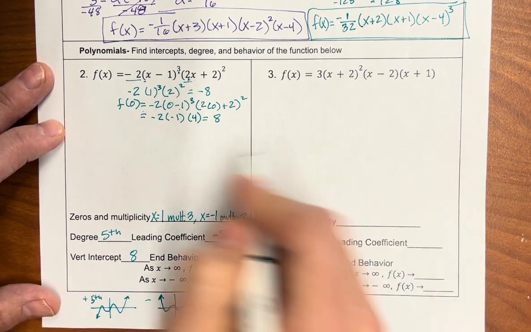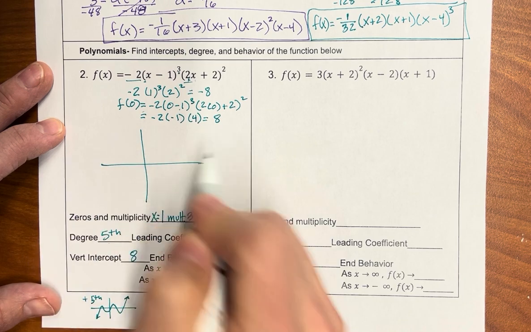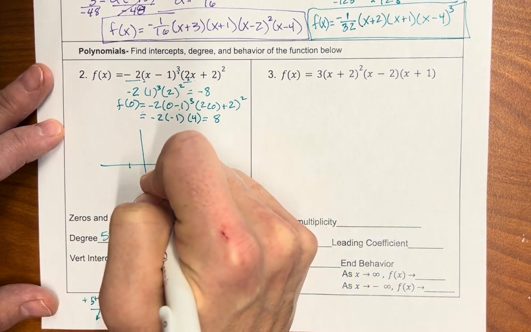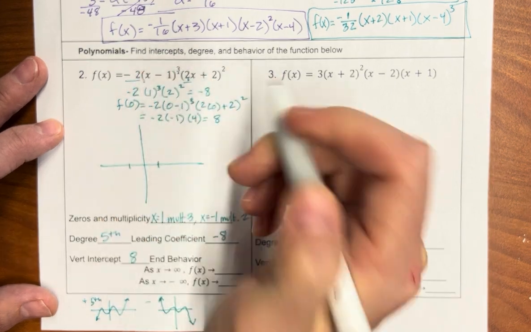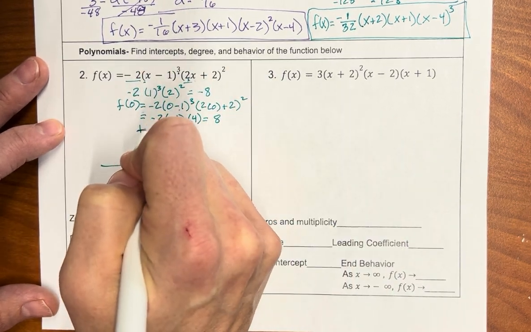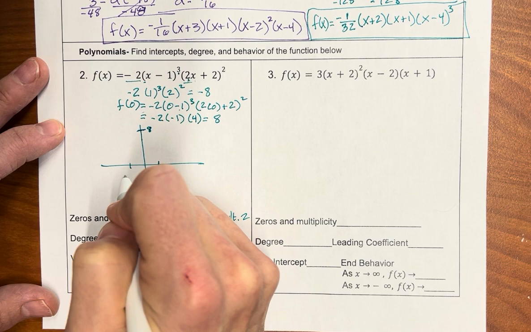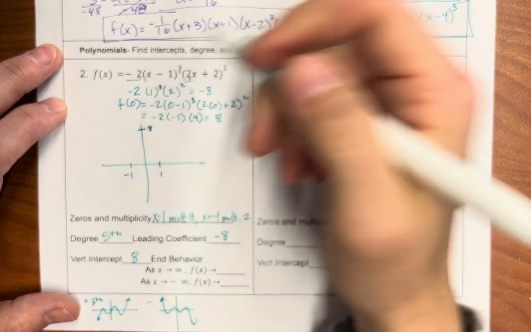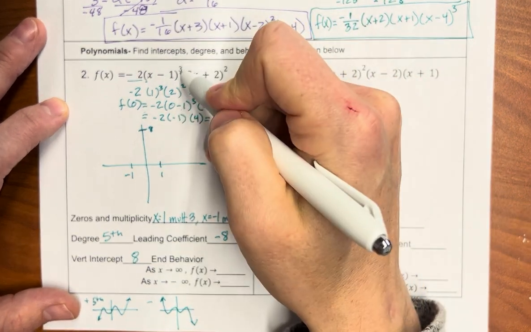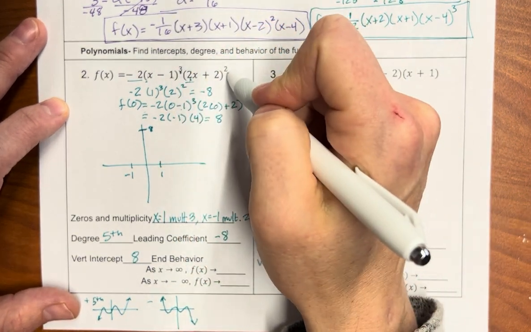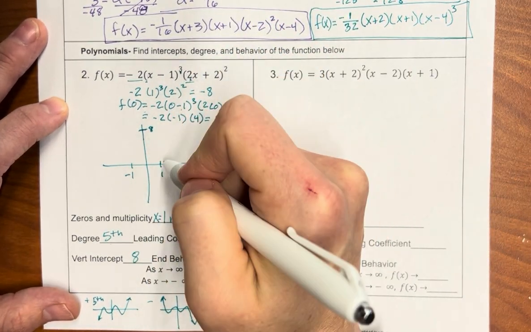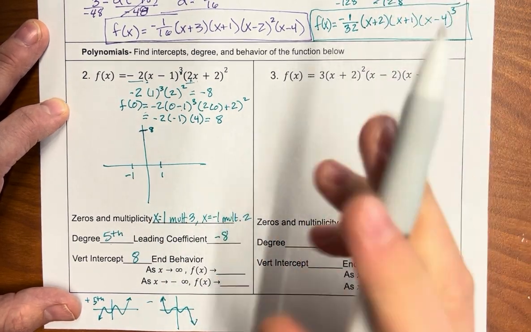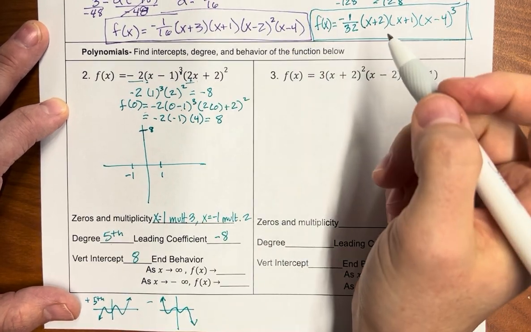Okay, so if I'm sketching this graph, I have zeros at 1 and negative 1. I have a y-intercept at positive 8. And I know that my graph is going to start high and end low. But I have to pay attention to what's happening at these zeros. So at positive 1, I'm going to have a point of inflection, just like I did in my top right graph in the problem before.